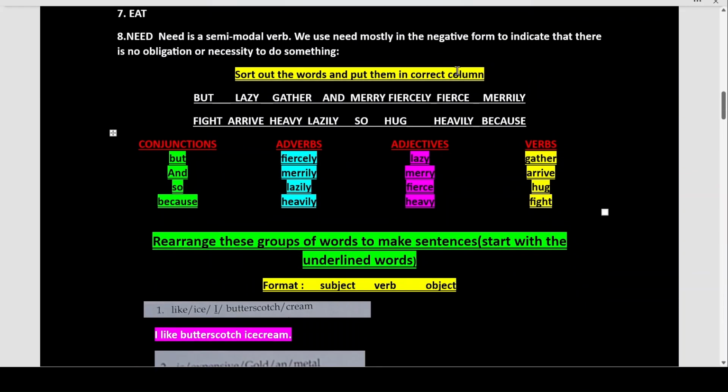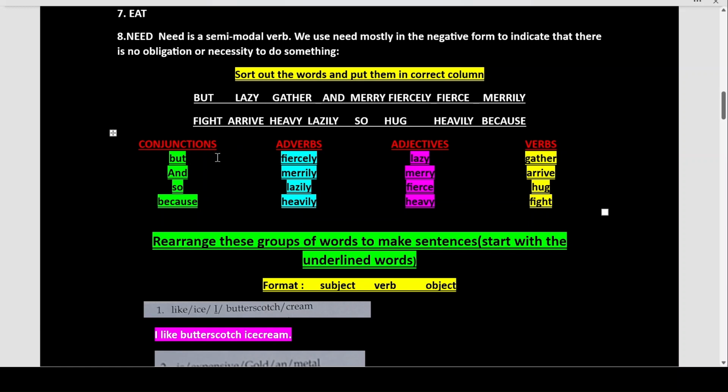Sort out the words and put them in the correct column. The words are but, lazy, gather, and, merrily, fiercely, fierce, merrily, fight, arrive, heavy, lazily, so, hug, heavily, and because. Now, the columns which you have to put them under are conjunctions, adverbs, adjectives, and verbs.